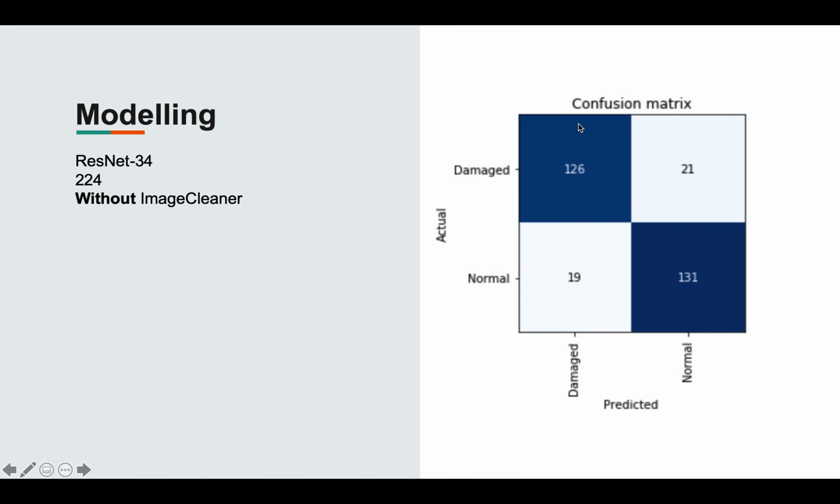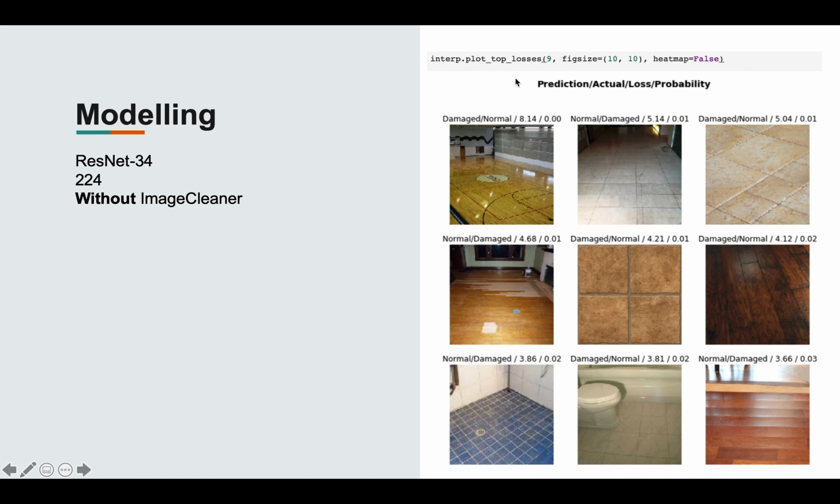And this is the confusion matrix for the experiment results applied on the data set without the image cleaner, and the model is ResNet 34. We can see that, similar to the previous confusion matrix, there are 19 and 21 misclassified samples. This is the top loss. Okay, let us have a look at the last image.